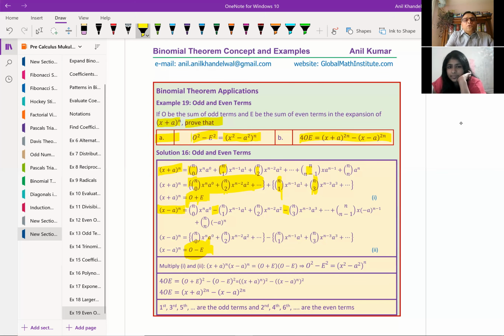How do we prove that O squared minus E squared is (x squared minus a squared) to the power of n, and 4 times OE is (x + a)^2n minus (x - a)^2n? So let this be an exercise for you, okay?